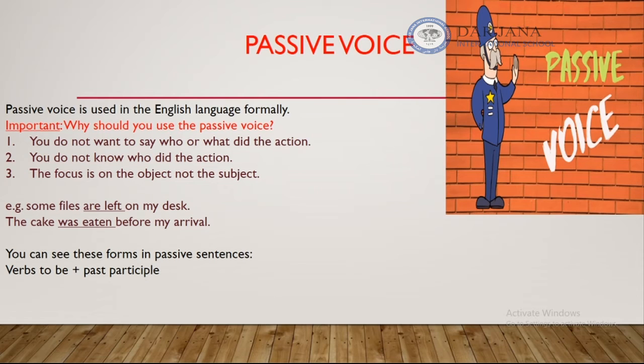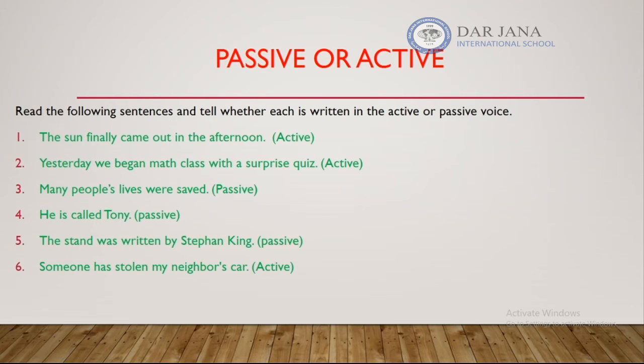When you have a sentence that contains any verb to be, is, am, are, was, or were, followed by the past participle, the sentence is in the passive voice. Now, let's see some examples. Let's read every sentence and tell whether each is used in the active voice or passive voice.